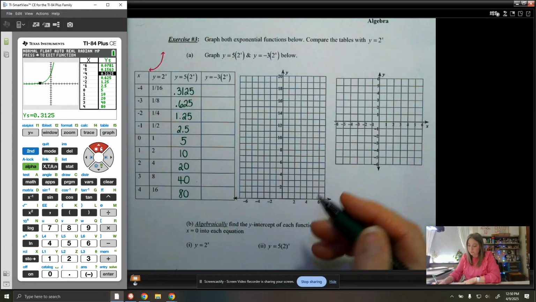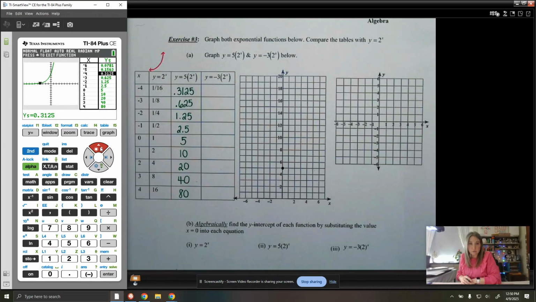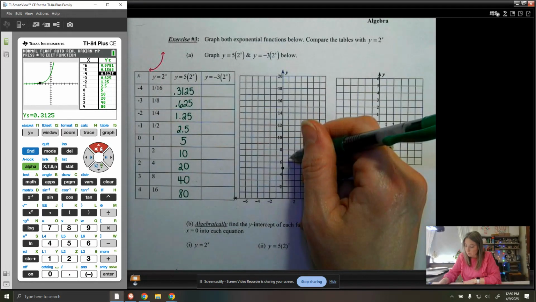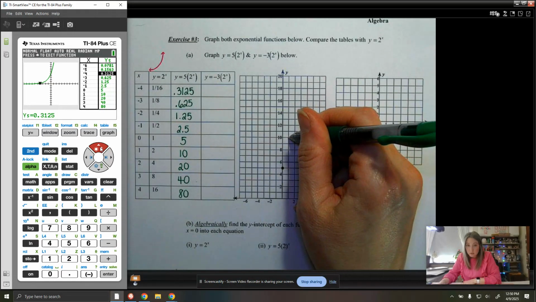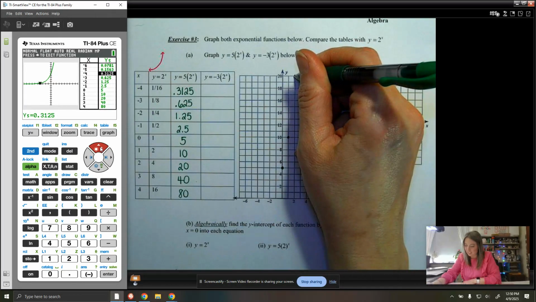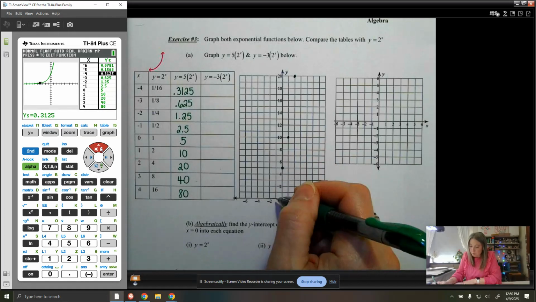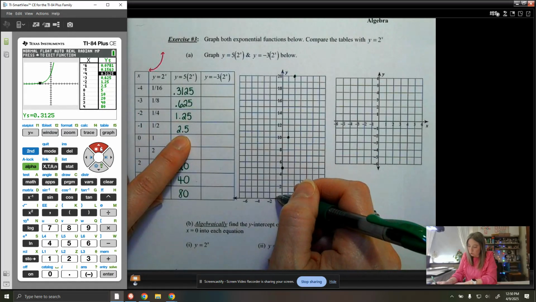Okay, so if I graph this, now I'm starting here at (0, 5) and then heading up from there. It's (1, 10), and then (2, 20), and that's all I can fit. Now, if I'm going backwards, it's (-1, 2.5).